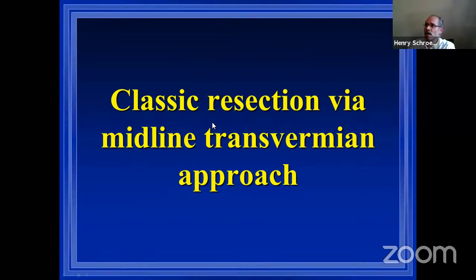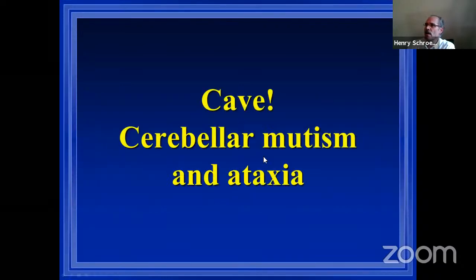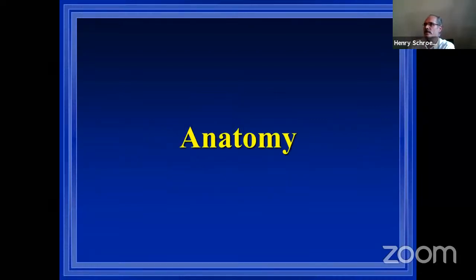So classically, when I was a resident, I learned we make a transvermian approach. And we have already heard from Eckhart that the splitting of the vermis may cause a lot of problems. This was the case with the medulloblastoma. There was no other choice because all the vermis was infiltrated. But there's a high risk to get cerebellar mutism or ataxia. So this should be avoided.